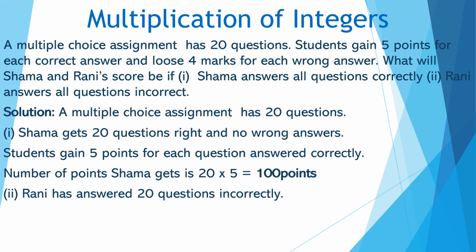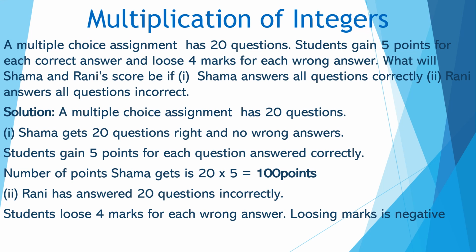Rani has answered 20 questions incorrectly. Students lose 4 marks for each wrong answer. So losing marks is a negative integer. So Rani scores minus 4 multiplied by 20, which is equal to minus 80 points.